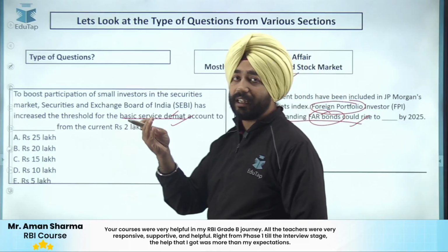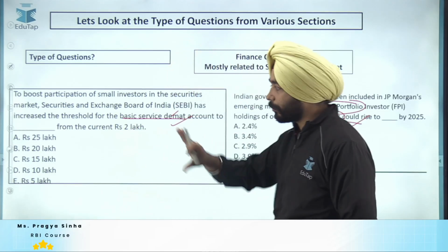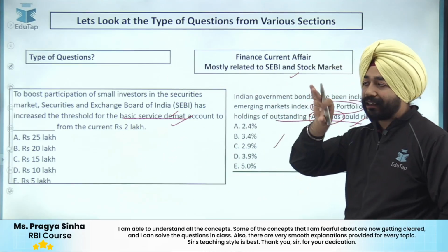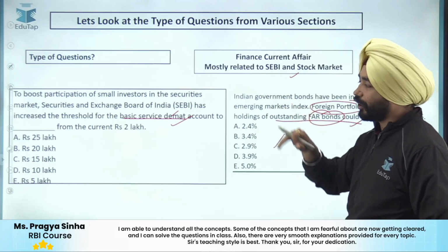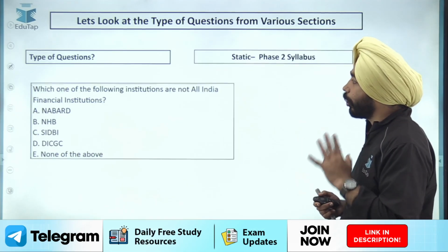So SEBI, I would say IRDAI, they are the prominent organizations, but primarily SEBI and the primary and secondary market is the major point where RBI is focusing now. So you should be thorough about that thing.